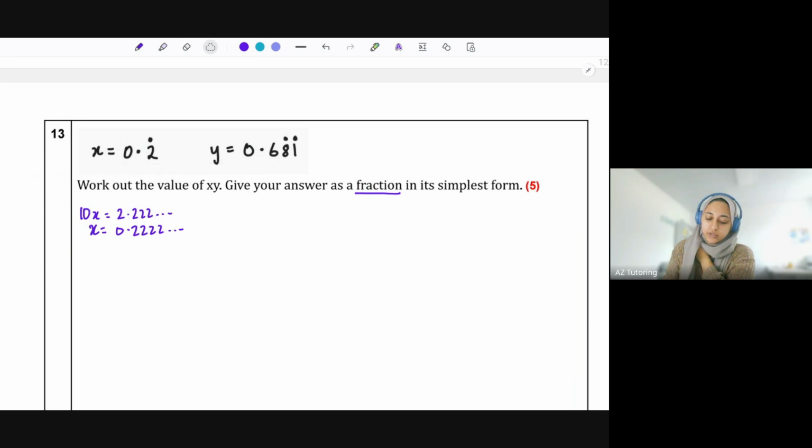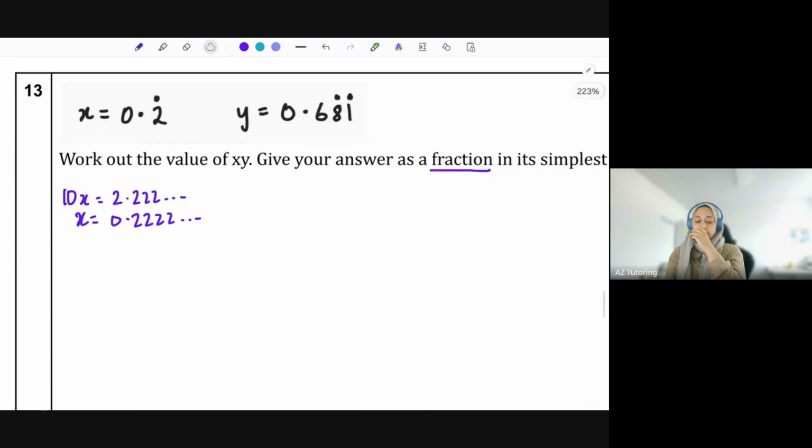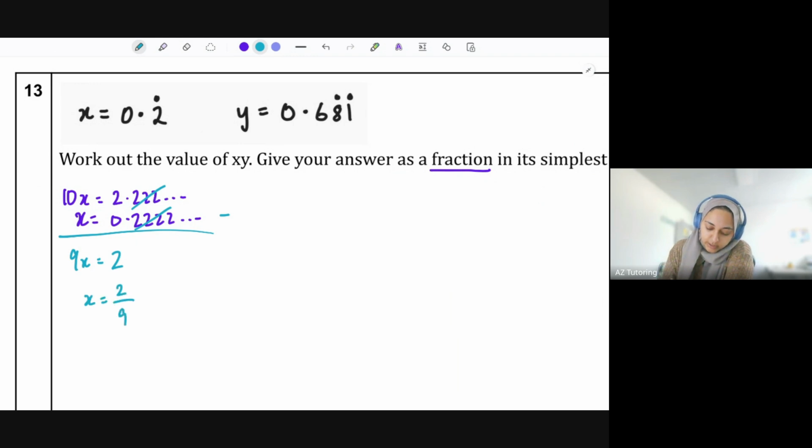A lot of people get confused and they say, how do you know to times by 10, times by 100, or so on? I need my recurring numbers after the decimal to always be lined up. And since it's just one number repeating, just 2, I just need to bring one number up. So I'm minusing these from each other. I get 9x equals 2 minus 0 is 2, and then these cancel. So x just equals 2 over 9. I can't simplify that. So I've got x equals 2 over 9.